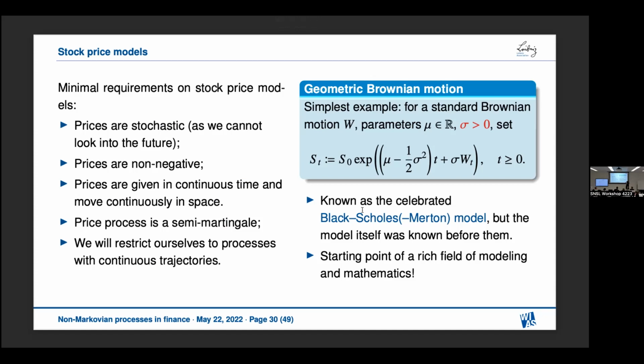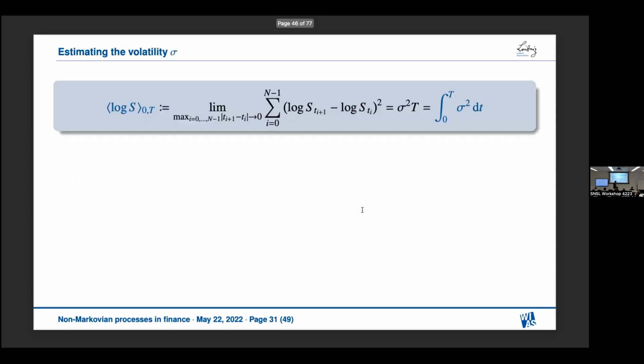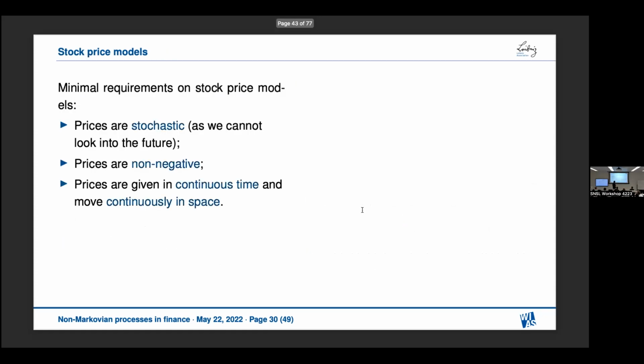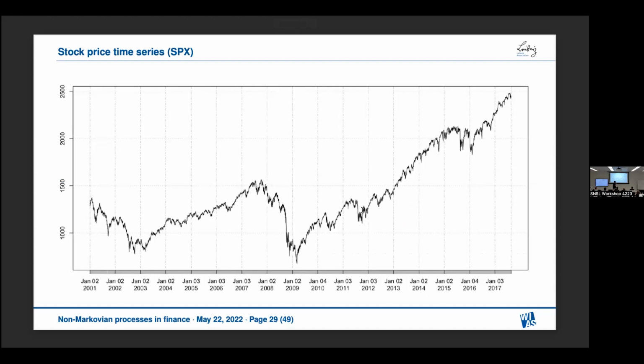And I actually want to concentrate on sigma here today. Why? I think there are two answers to this question. The first answer: if you look at time series like this, then mu, while it's certainly very important, is very difficult to estimate. That's the first answer. It's too difficult to estimate.